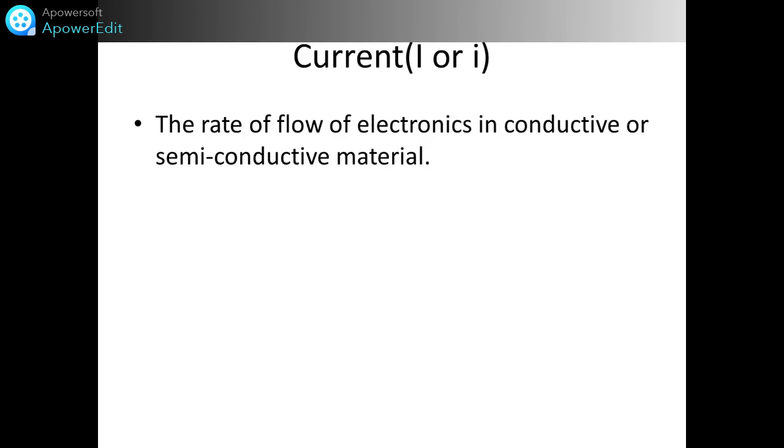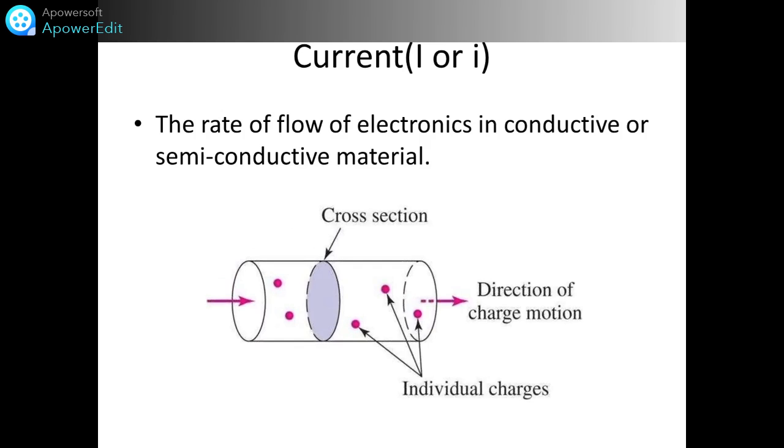is current. What is meant by current? The rate of flow of electrons in a conductive or semiconductive material. The root cause is the electrons. The electron movement is called current. Let us consider a particular cross-sectional area A of a wire. The length of the wire is small l. The charge passing through that particular area in a time t is treated as current.